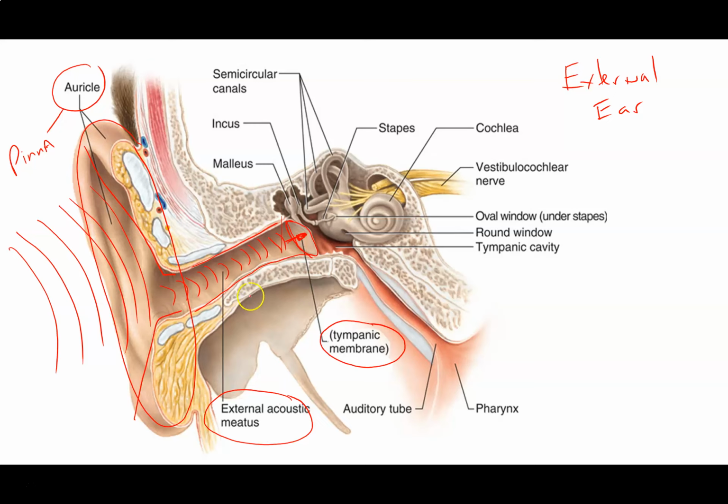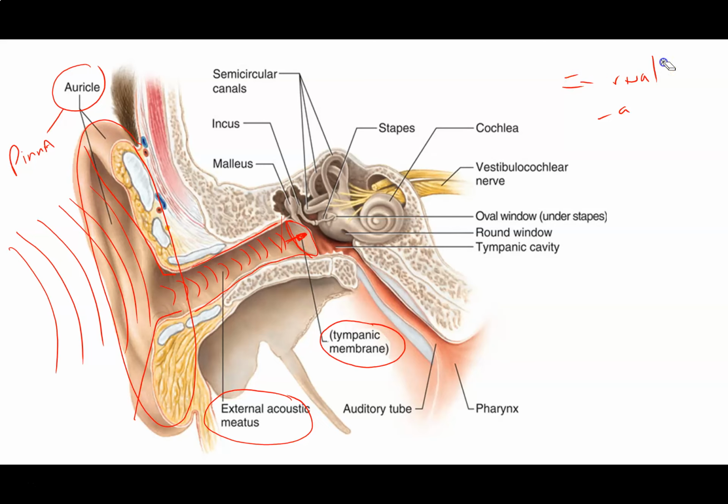The external acoustic meatus is lined by skin, but in the skin there's a modified gland known as a ceruminous gland, which produces a waxy material known as cerumen. This is what produces the wax of your ear, and that wax creates a protective coating over the skin that keeps the skin pliable and moist and reduces the likelihood of infections.